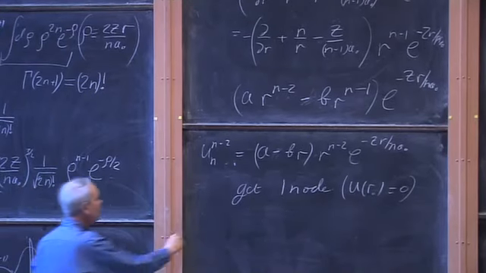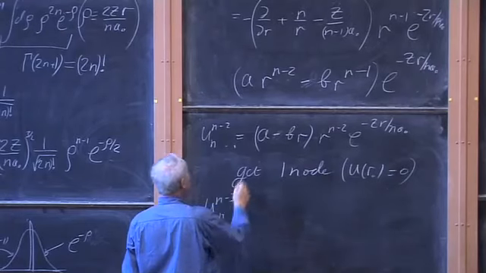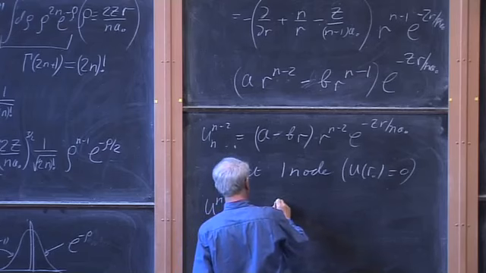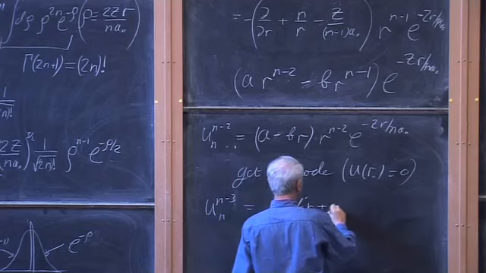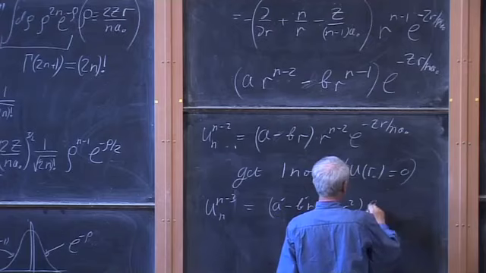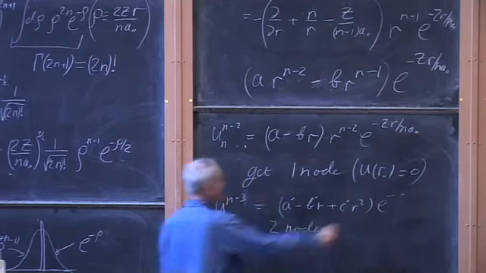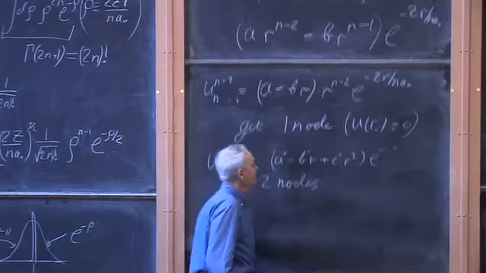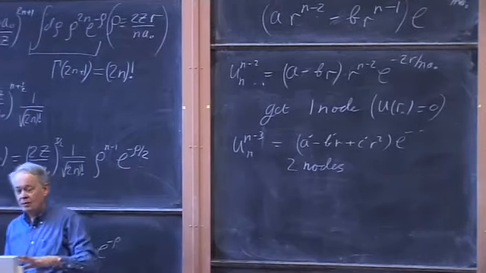When we go to get u n, minus 3, sorry, we'll use another of these differential operators, and we will find that this is some a primed minus b primed r plus c primed r squared. It'll be a quadratic expression, e to the minus stuff, and we will have two nodes, because it'll turn out this quadratic has real roots, and so on and so forth, right? So every time we use an A dagger, we get one more node.